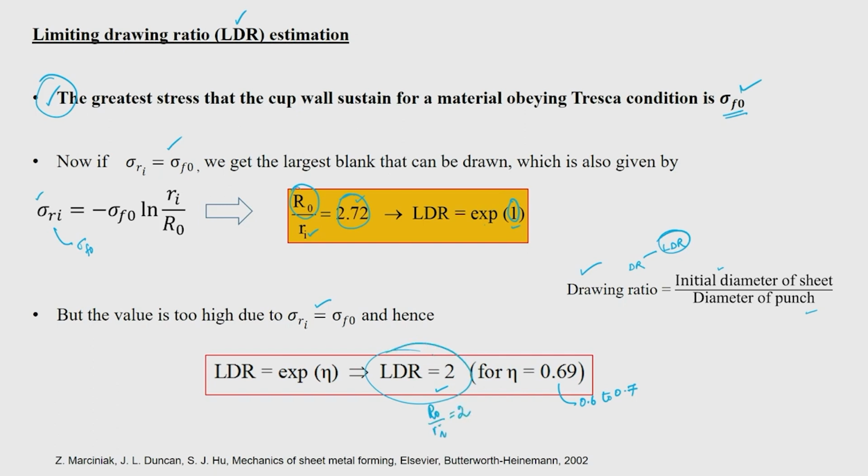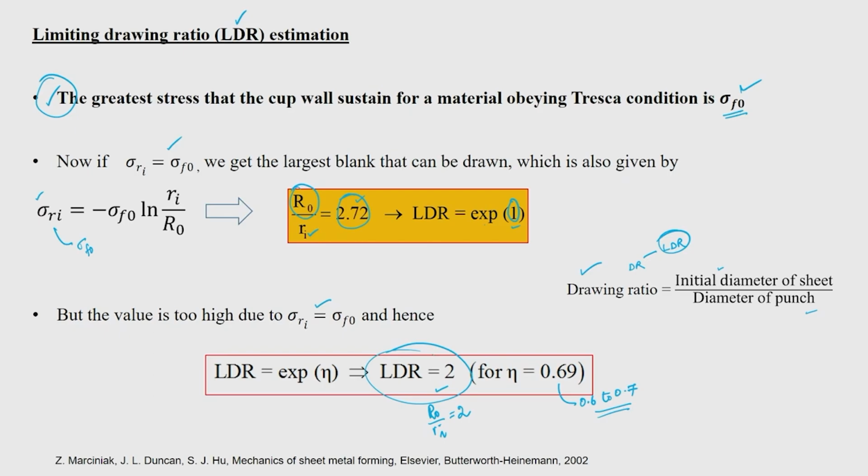That means if you take Ri, let us say the radius or diameter of the punch, as 50 mm, then you multiply that with 2, and the initial diameter of the sheet has to be about 100 mm or closer to that. Generally 0.6 to 0.7 you can pick up, which will give you a range of LDR that is going to give you a successful drawn cup.